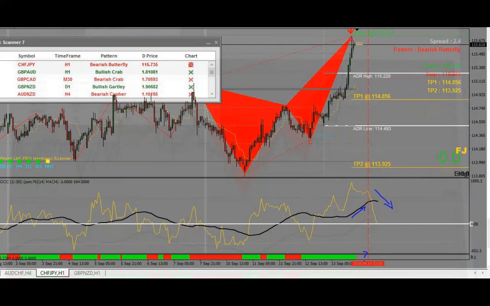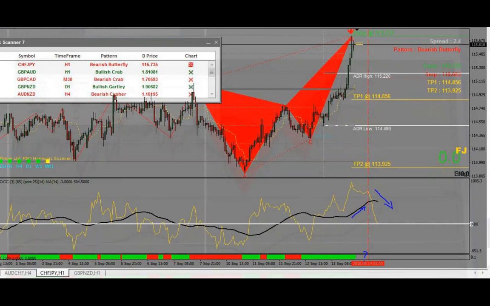Looking at my FSO Harmonic Scanner yesterday, this pattern popped up for FJ. FJ is CHF JPY. It popped up for this bearish butterfly, so we're expecting a drop in price.